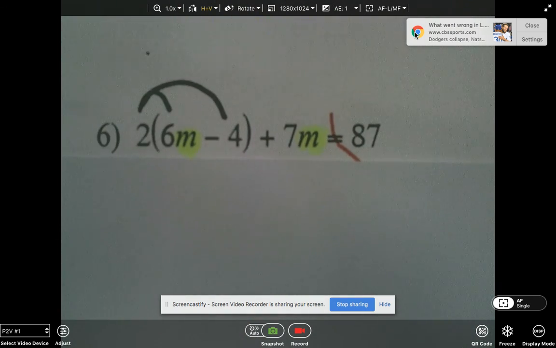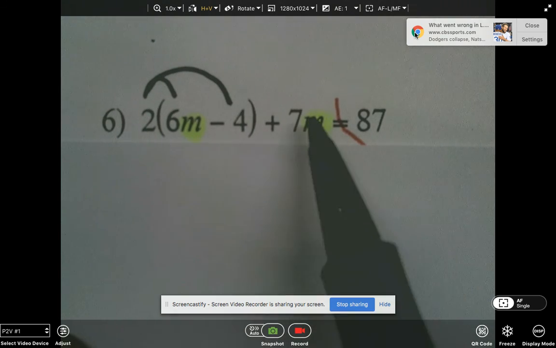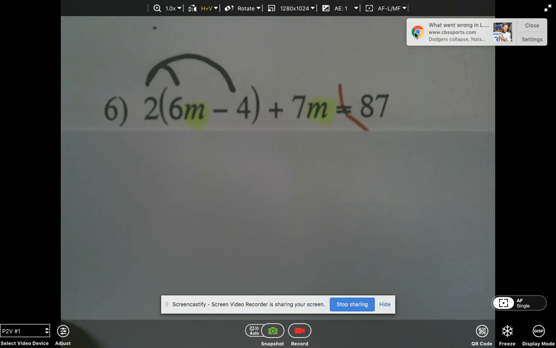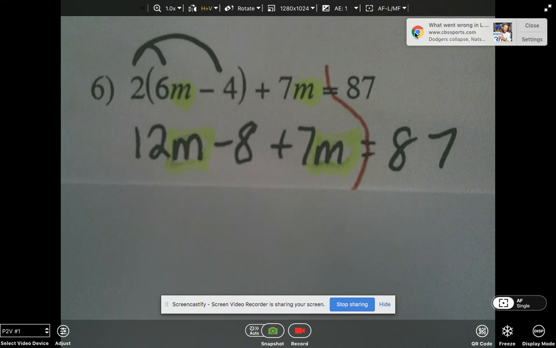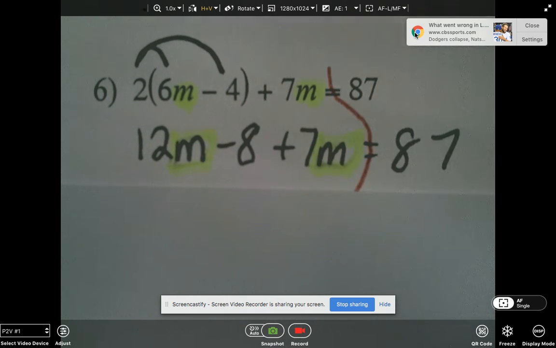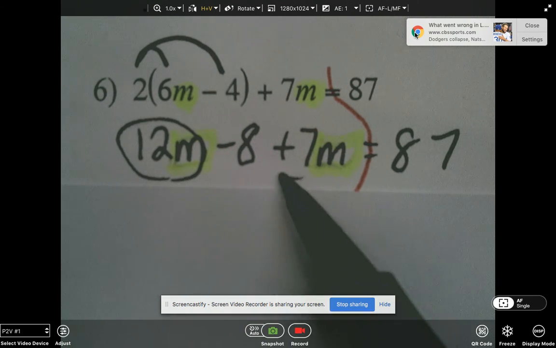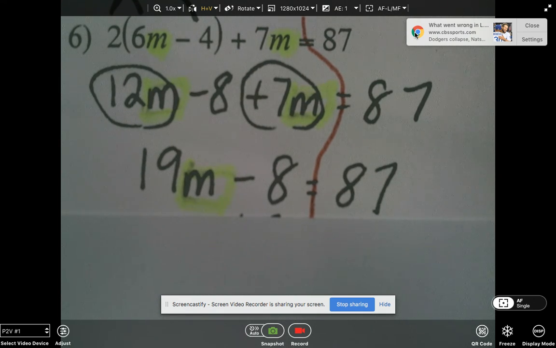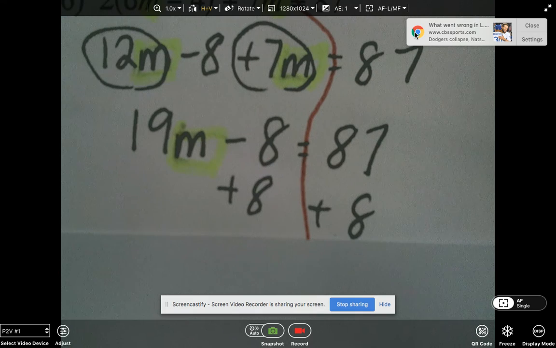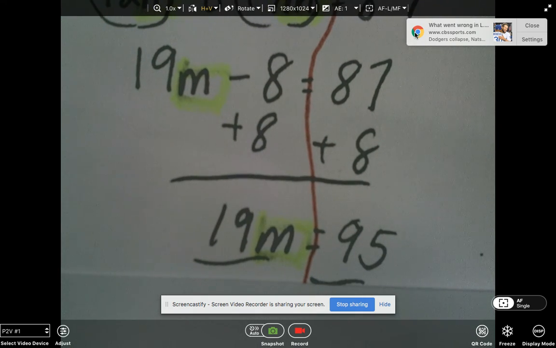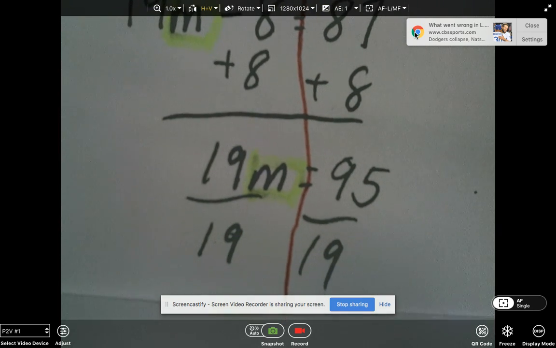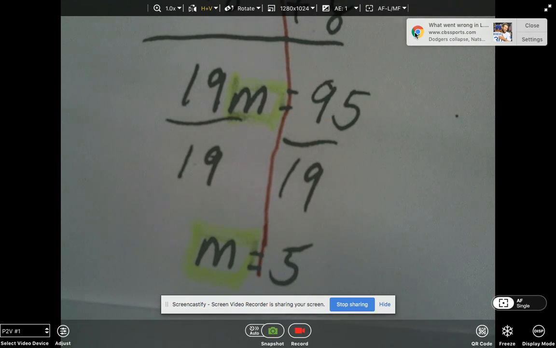Last one is number 6, and we'll try 8 on the next page. So the first step here, I kind of already put it in, is distribute. And you can see m is highlighted twice, so we're going to have to combine like terms. So who wants to distribute 2 for me? 12m minus 8. What can we combine? And what are we left with? 19m minus 8. Next step, add 8 to both sides. What are we left with? 19m equals 495, and then the last step, and the final answer.